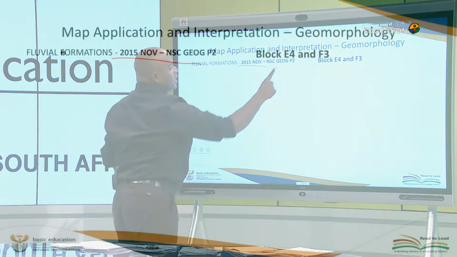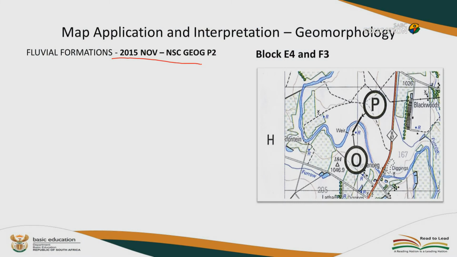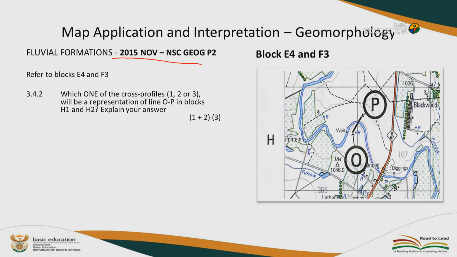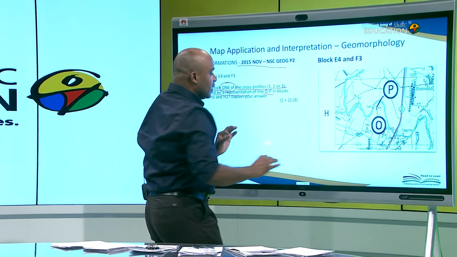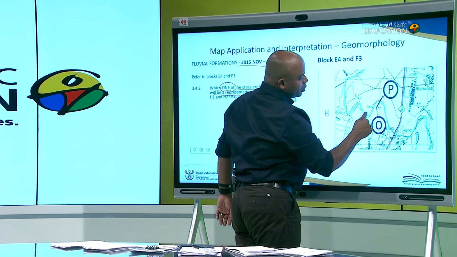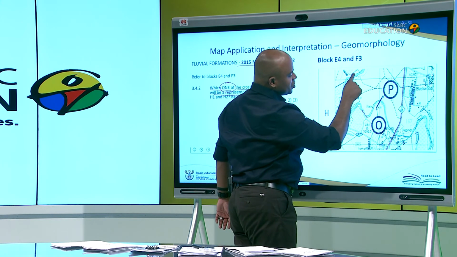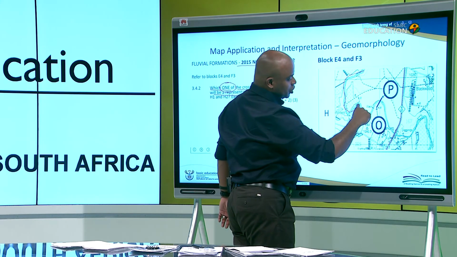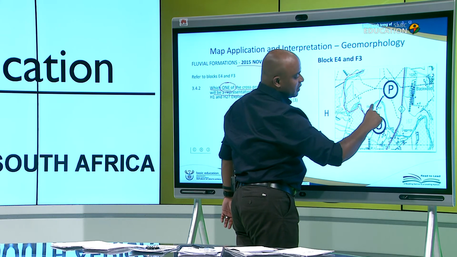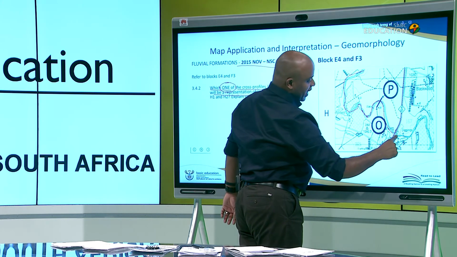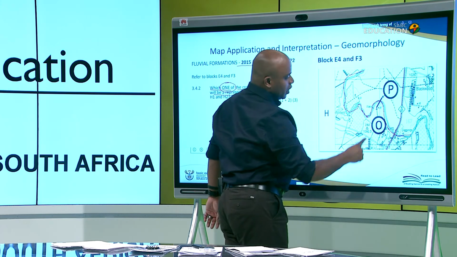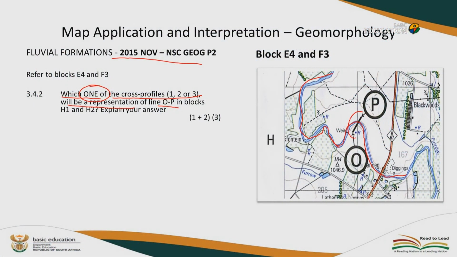In 2015, we examined the following: fluvial formations. In this particular example, which one of the cross profiles, 1, 2, or 3, will be a representation of line OP? Let's look closely at line OP. And in this particular example, you'll note that there's a meandering stream that is found in block H, as well as this river flowing through blocks H1 and H2. Note the line drawn across the river.